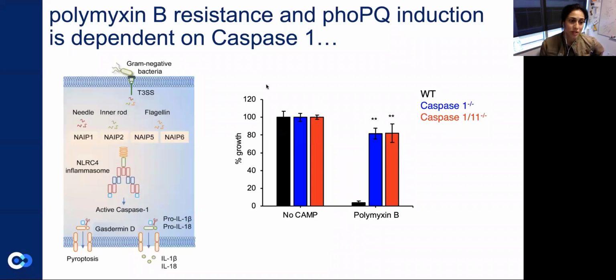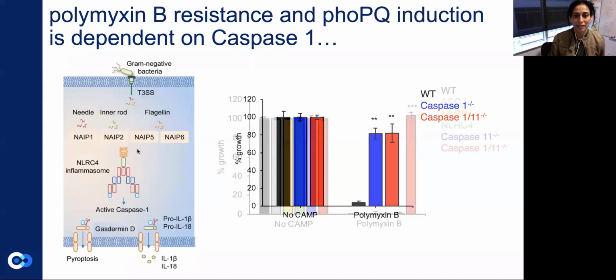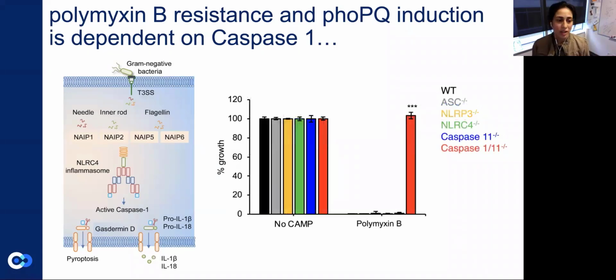But we know Caspase 1 is actually activated as part of this inflammasome, right? And so we next went ahead and just systematically asked, what about the other upstream inflammasome components? Are they involved at all? And so we use macrophages that are knockouts for ASC, NLRP3, NLRC4. These are all NLR components that have been involved in Salmonella detection.